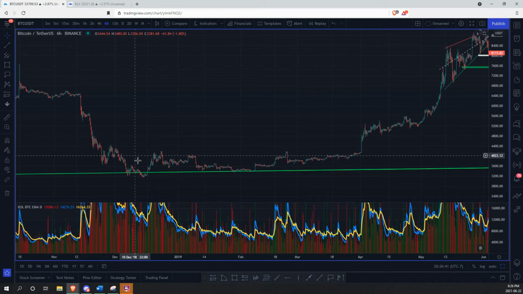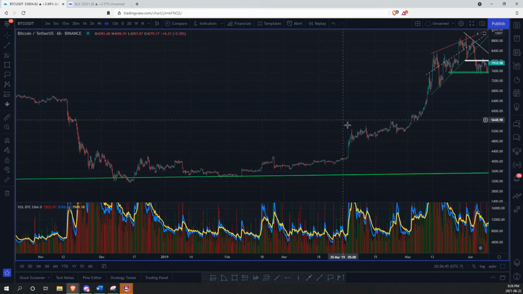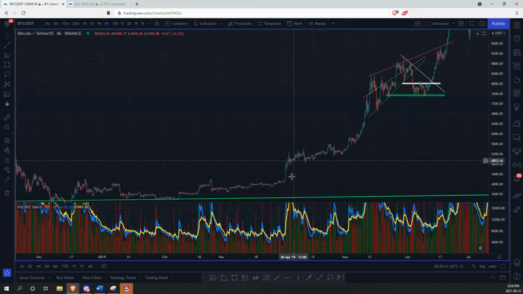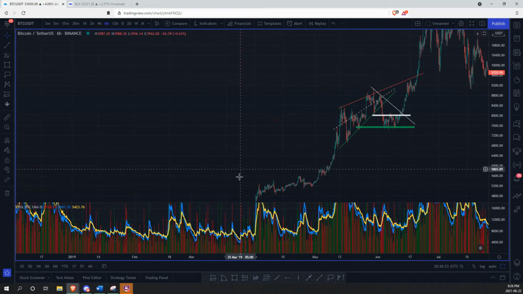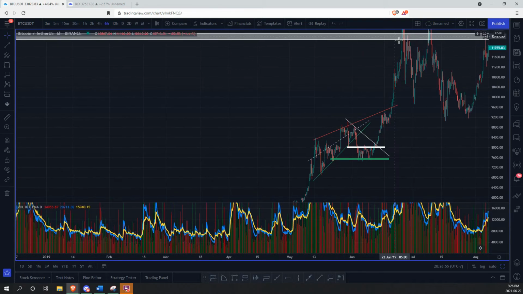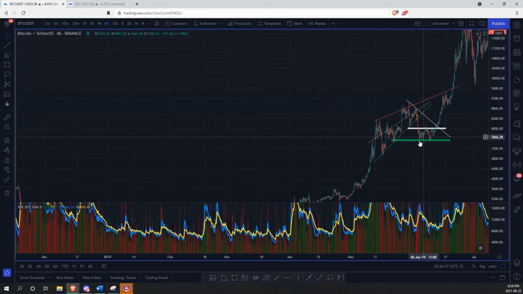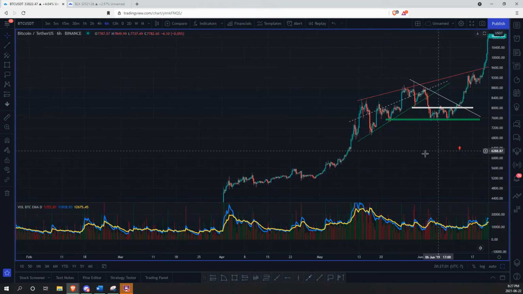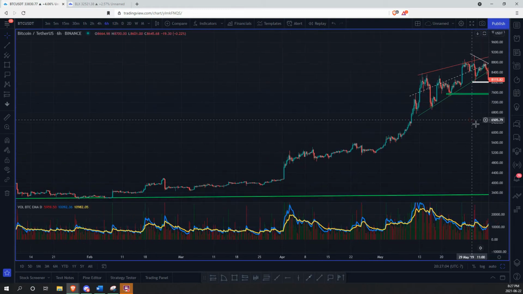We had a period of long drawn out consolidation, and then the initial start of the momentum in the spring of 2019, when we went from around the 4K range all the way up to the 12K range up here. So this is the continuation pattern we first want to be looking at: the ascending wedge that had a bearish push.